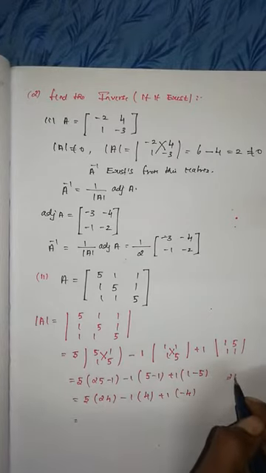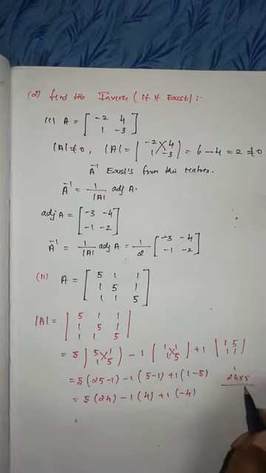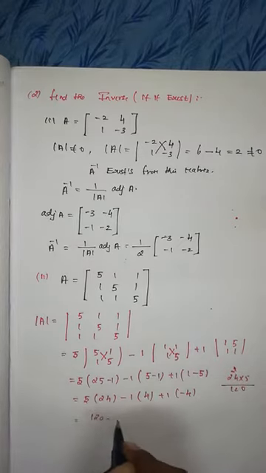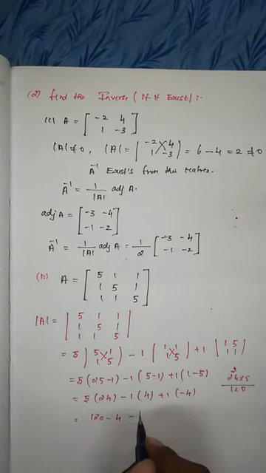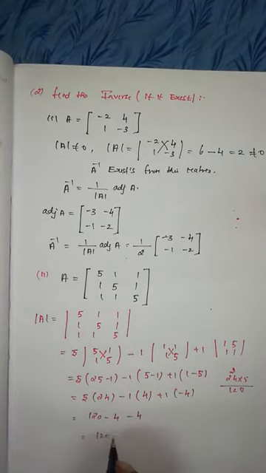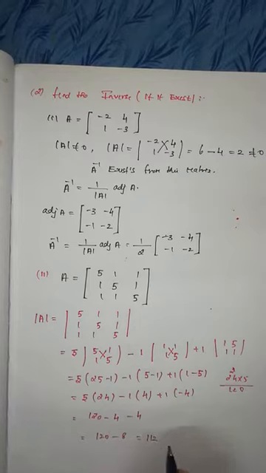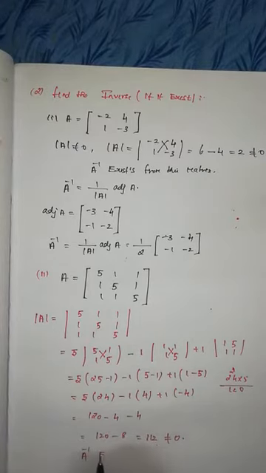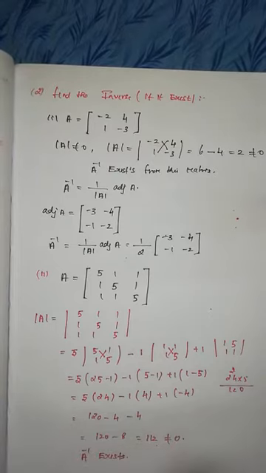So 24 into 5, which is 120. So 120 minus 4 minus 4, so I have 120 minus 8, which is 112, is not equal to 0. Therefore A inverse exists. So A inverse exists for this matrix.